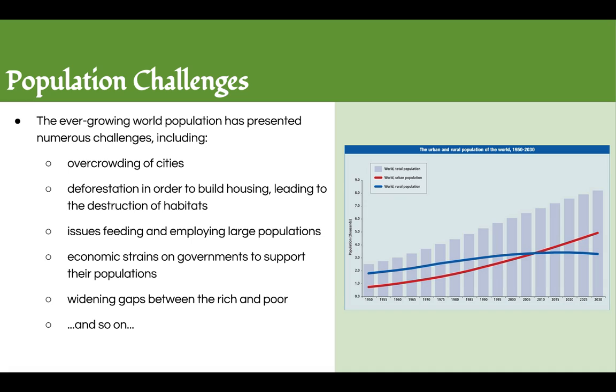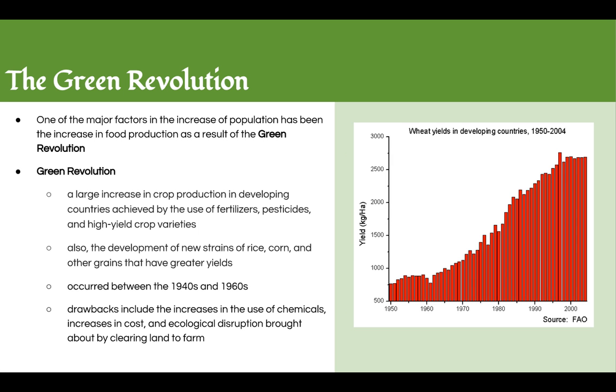This has led to overcrowding in cities, deforestation in order to build housing, issues in feeding and employing these large populations. What do you do with these people if you don't have jobs for them? Economic strains on the government in order to support them, and other things. We see a widening gap between the rich and the poor, rich nations and poor nations, as these economic strains are placed on governments and people. And these are just some of the big trends that we see.